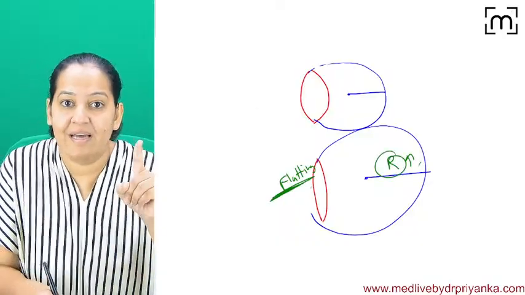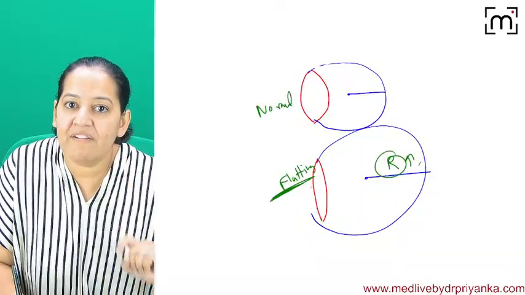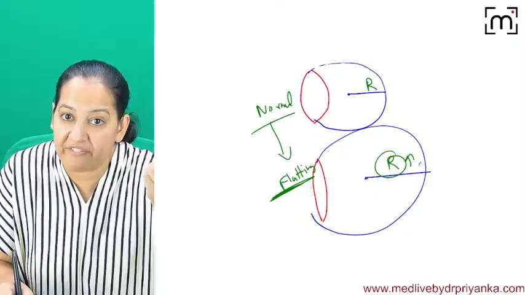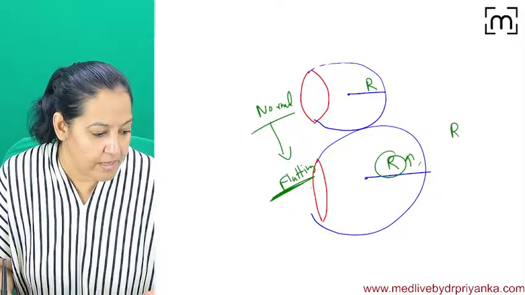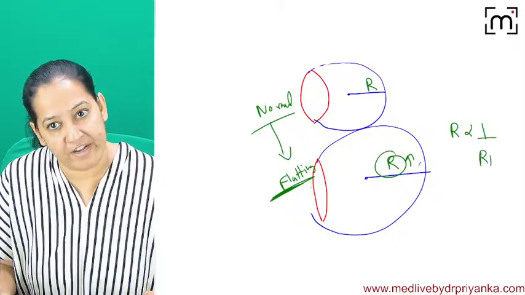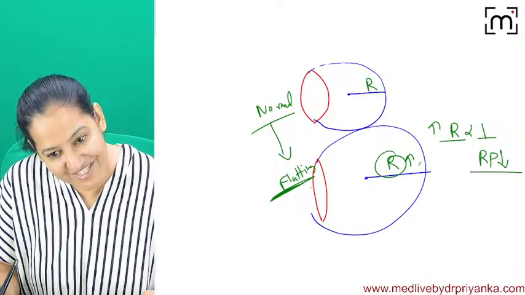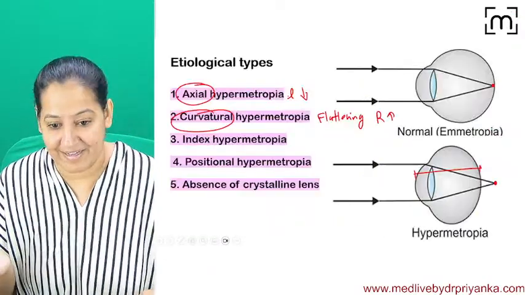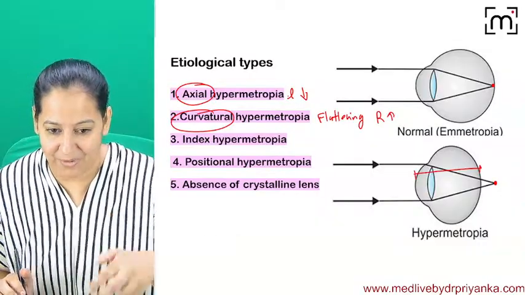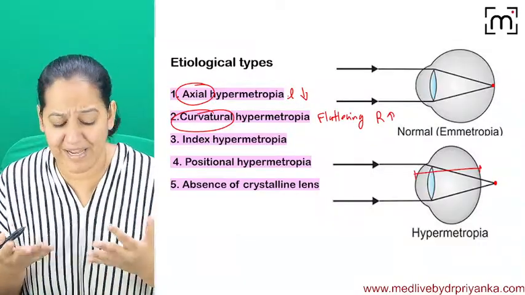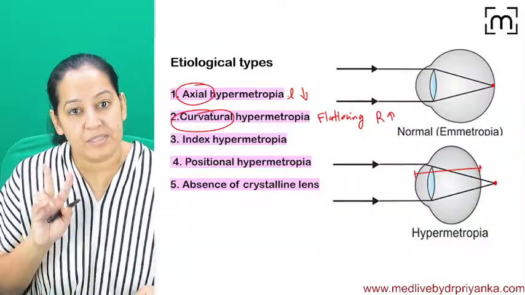This is a normal lens, so it is having a normal radius of curvature. When it gets flattened, the radius of curvature increases. And you are absolutely right, Dr. Kaur. Radius of curvature is inversely proportional to refractive power. So if it is increased, the refractive power is reduced. Since the refractive power is reduced, the image is formed beyond the retina. I was expecting someone should ask this doubt. Thanks for asking. Got it? Everyone got it? If you have any doubt, please feel free to ask. Anyways, so this is the curvatural one.